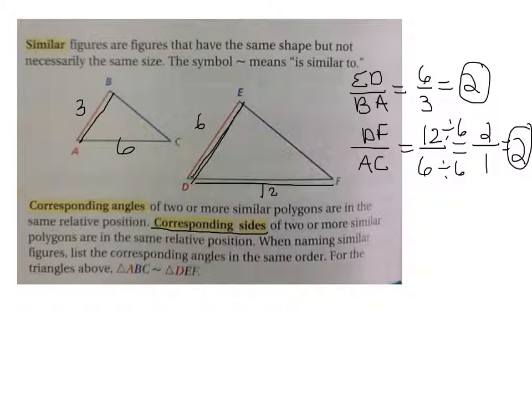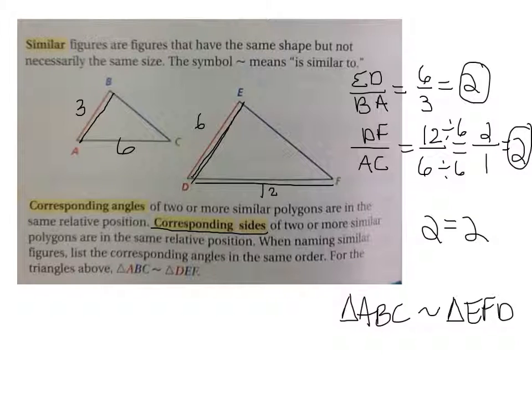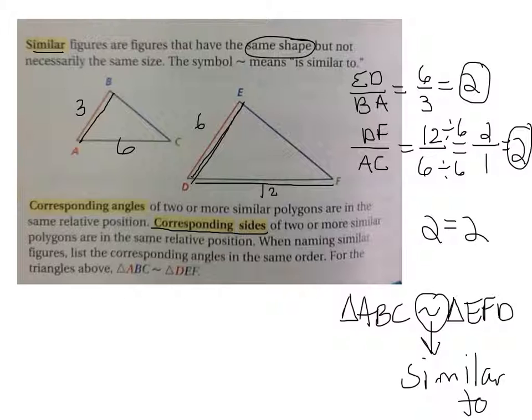So because the ratios are proportional, 2 equals 2, can we say triangle ABC is proportional or similar to triangle EFD? Yeah, this symbol right here is just a math symbol that means similar to. They're not the same size, but they are the same shape. That's what similar means, and it's defined here. Similar figures have the same shape, but not the same size. This symbol here means similar to.